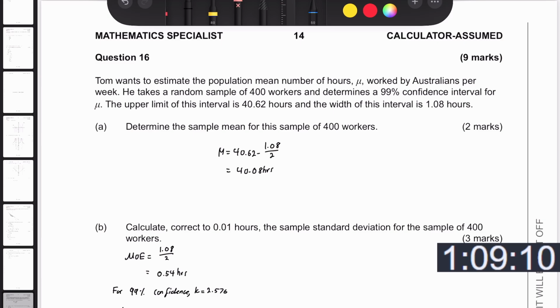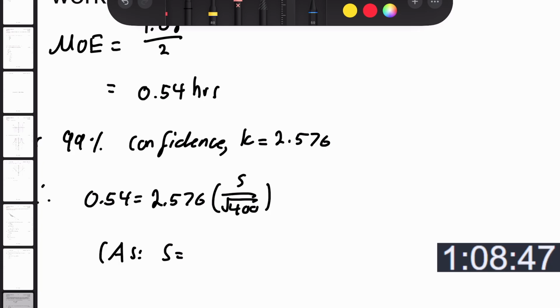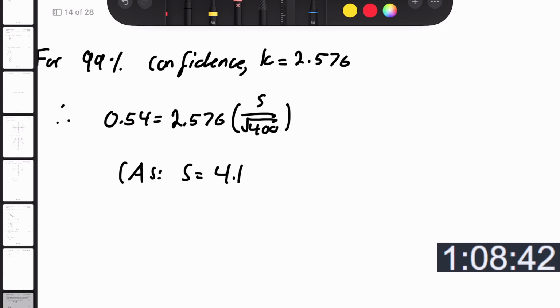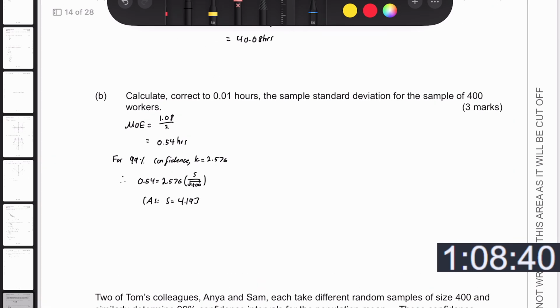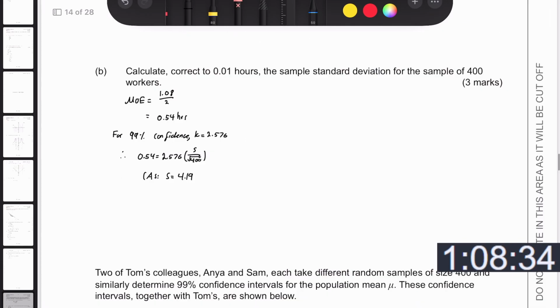Because isn't it the standard deviation of the sample mean? It's the sample standard deviation. So then this would be times s, or S I guess, on square root of 400. So 0.54 equals 2.576 times s divided by 20. So s is 4.193. It just wants 0.01, so 4.19.